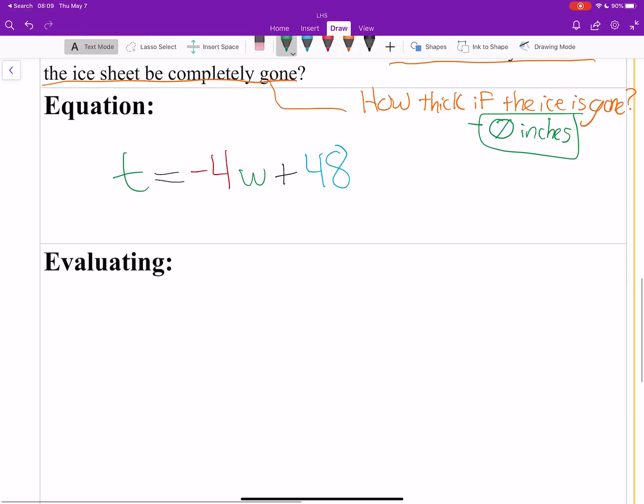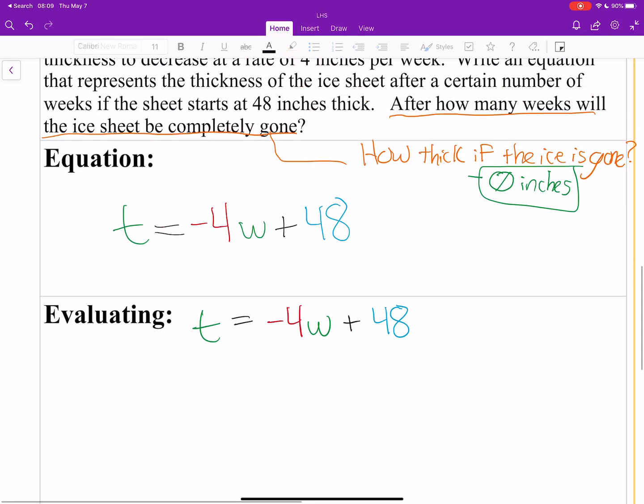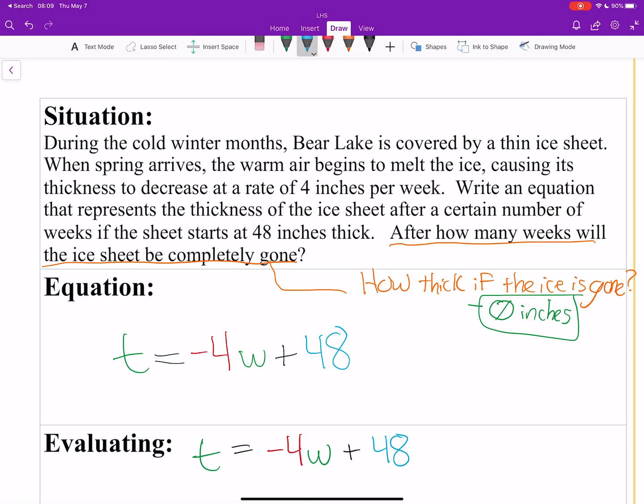So again, I'm just going to copy the equation that I've got right here. T equals, so it decreases by 4 inches per week, so -4 times W, right? Decreasing, so that's why it's negative, plus the 48 inches of my starting point that we can see right up here. Where were we? 48 inches thick is where it starts. 4 inches per week is how much we're decreasing.